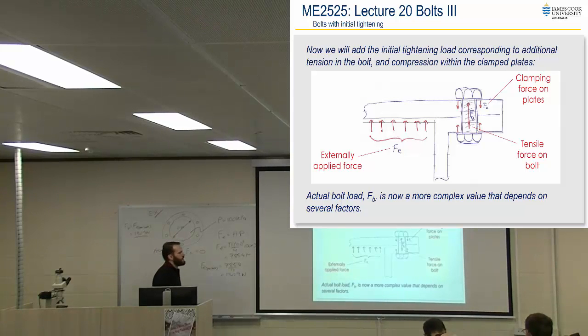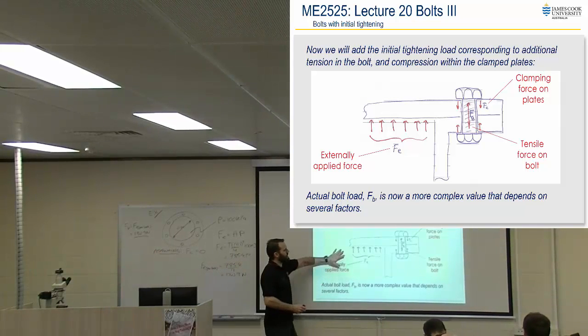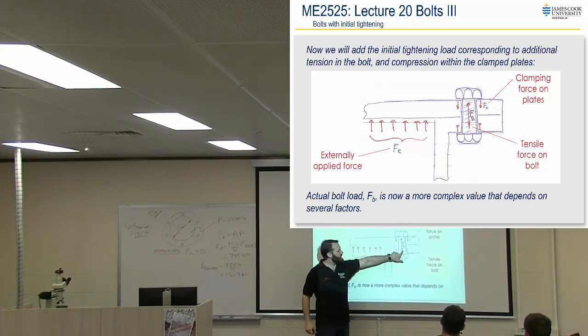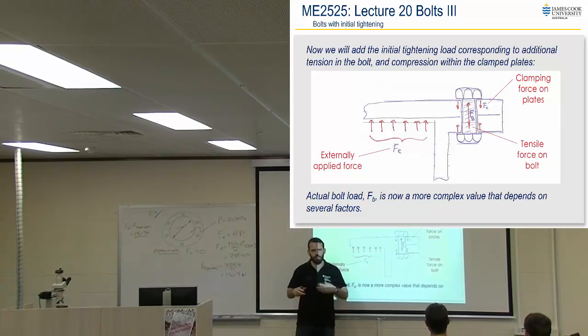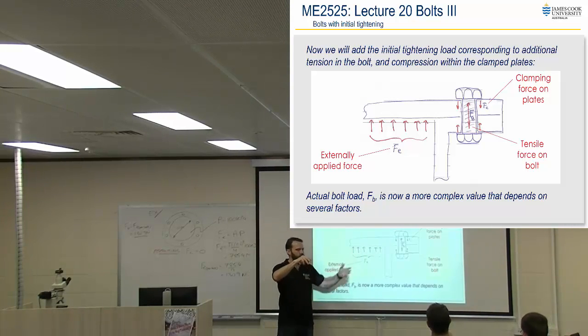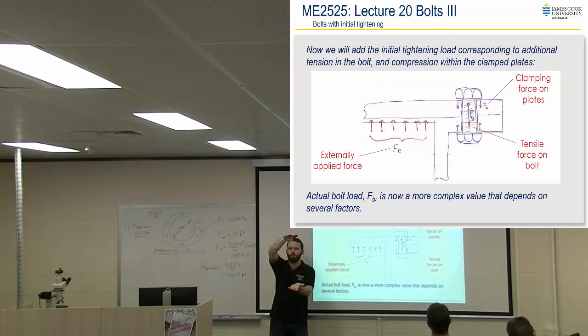Alright, and so for that case, we still have our externally applied load. We calculated exactly the same as what we did. So FE, you now know how to calculate FE per bolt. Done. We still have a load in the bolt, but that tensile load in the bolt is going to be some combination of the pre-tension. So we've already stretched it, and then we've added this load, and that's stretched it a bit more. So we have pre-tension plus whatever external load we've added to it.